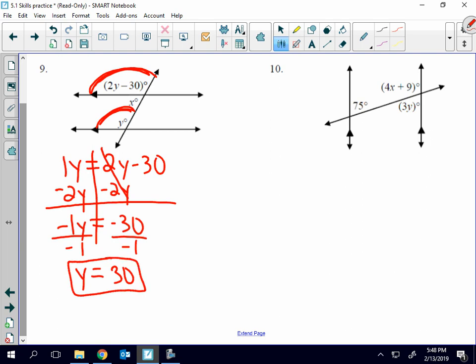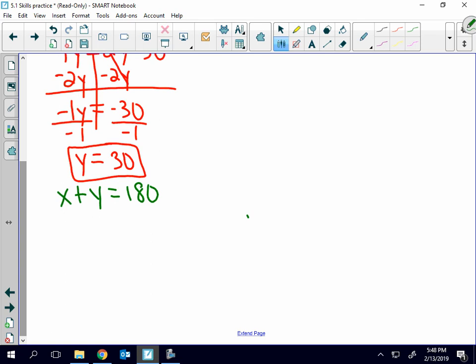So if we know y, we can find x, because x is just a teeny little angle. So x plus y has to equal 180. And we know y is 30. And again, this is where that whole drawing to scale doesn't work, because we know y is obtuse and 30 is not obtuse. But just bear with me. We know y is 30. So x plus 30 has to equal 180. So if we subtract 30, we find that x is 150.